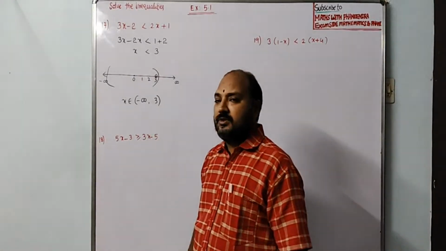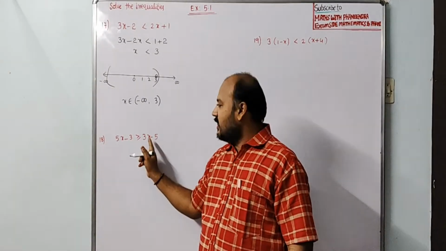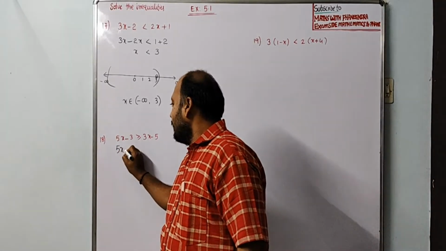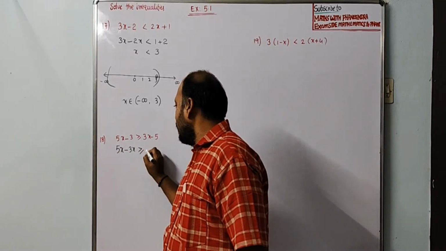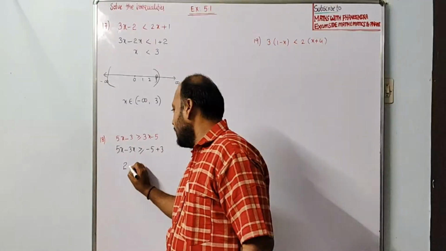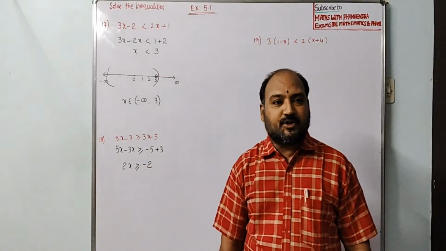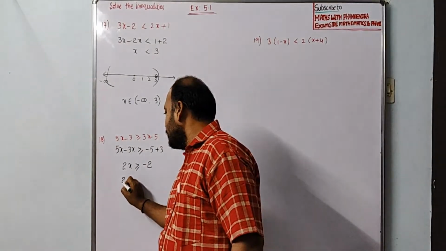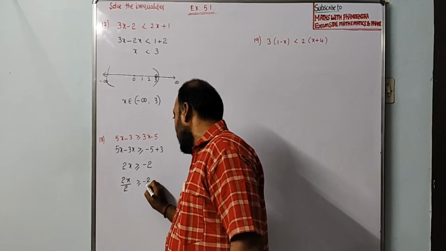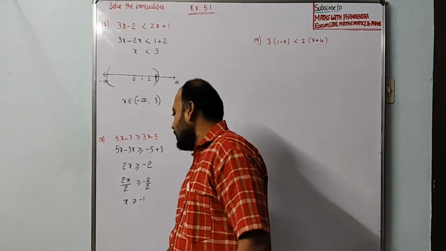Now come to this question. 5x minus 3 is greater than or equal to 3x minus 5. Bring 3x to this side and minus 3 to this side. So 5x minus 3x is greater than or equal to minus 5 plus 3. 5x minus 3x is 2x, greater than or equal to minus 5 plus 3, which is minus 2. Dividing both sides by 2, 2x by 2 is greater than or equal to minus 2 divided by 2. So x is greater than or equal to minus 1.